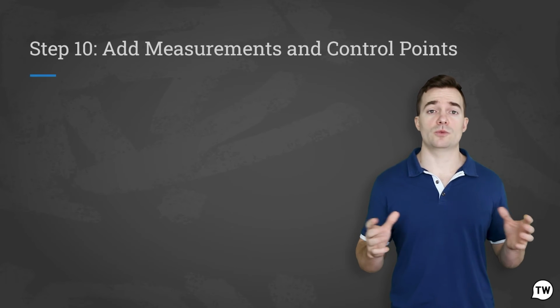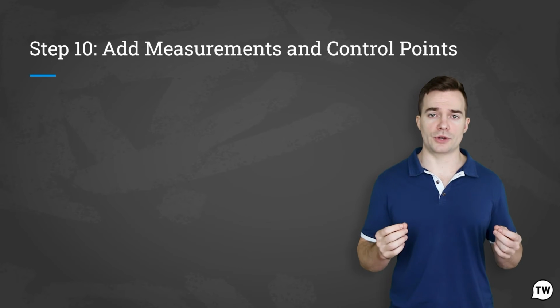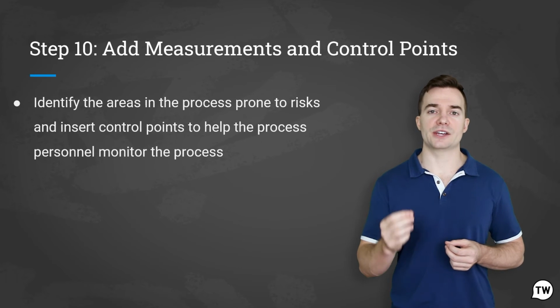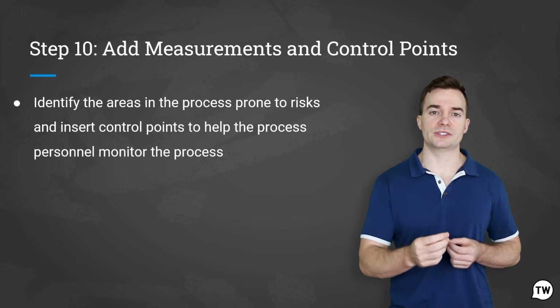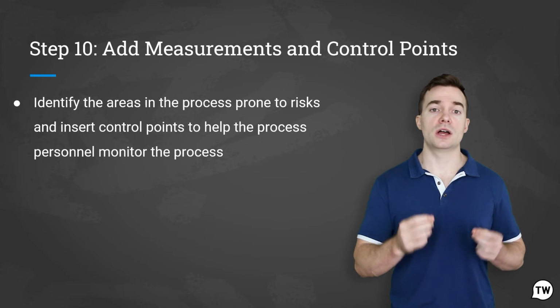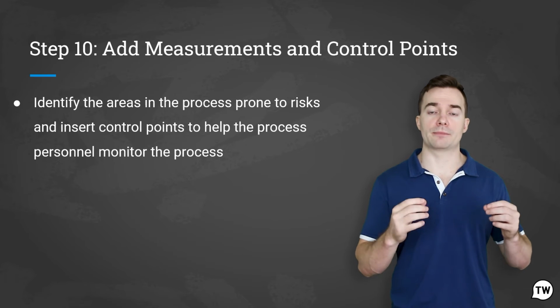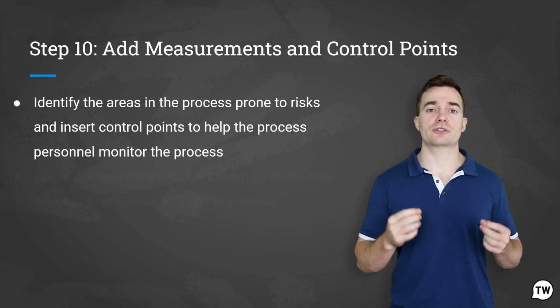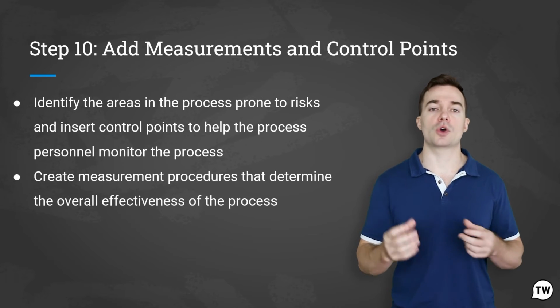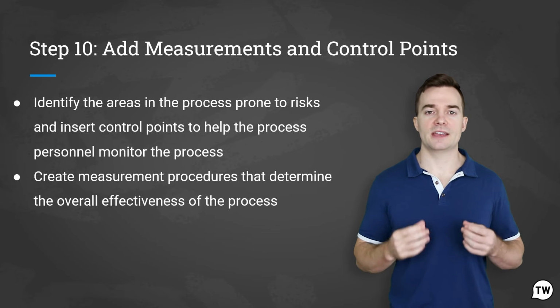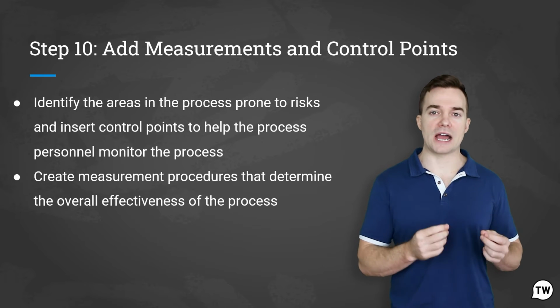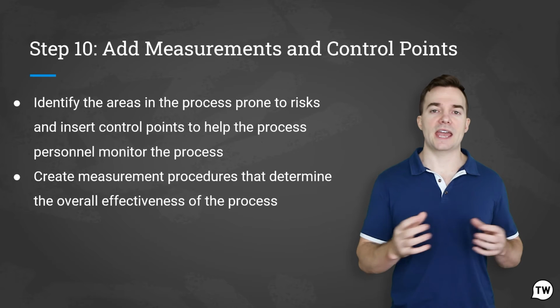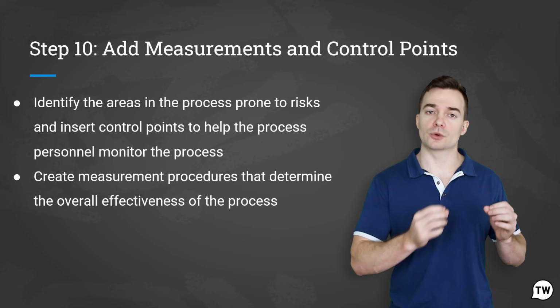And for step 10, which says to add measurements and control points, in this step identify the areas in the process that are the most prone to risk and insert control points to help key process personnel monitor and modify the process as needed. Additionally, create measurement procedures that determine the overall effectiveness of the process. This will enable key stakeholders to track the performance of the process and implement improvements that best suit the workflow.